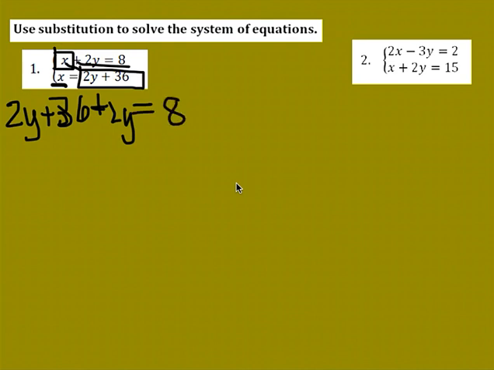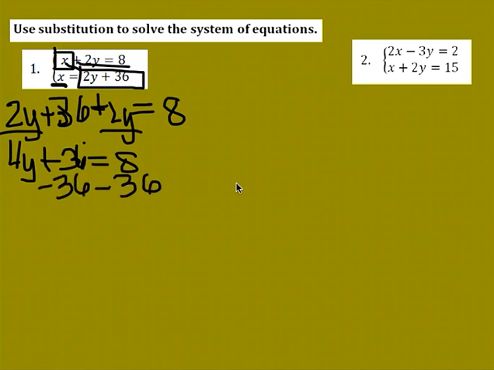Now I need to combine like terms. So I have 2y plus 2y, which gives me 4y, plus 36 is equal to 8. Now I need to get that 36 over to the other side, so I'm going to subtract 36 from both sides. Then I get that 4y is equal to negative 28.